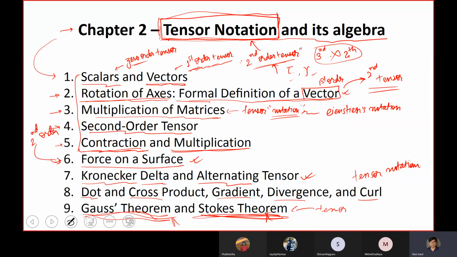Okay, so far we have talked about the tensors, the scalars and the vectors, which are essentially zero order tensor and first order tensor. And also we have talked about the second order tensor, that is stress tensor. We have talked in detail. Today we are going to talk about the rotation of axis and how it affects your vector tensors.